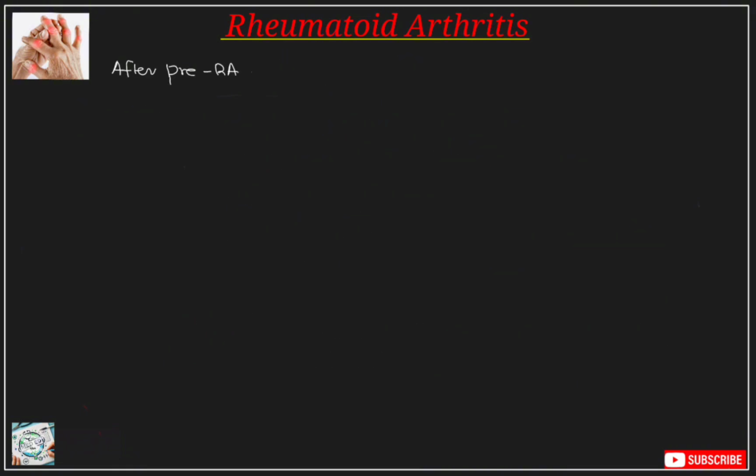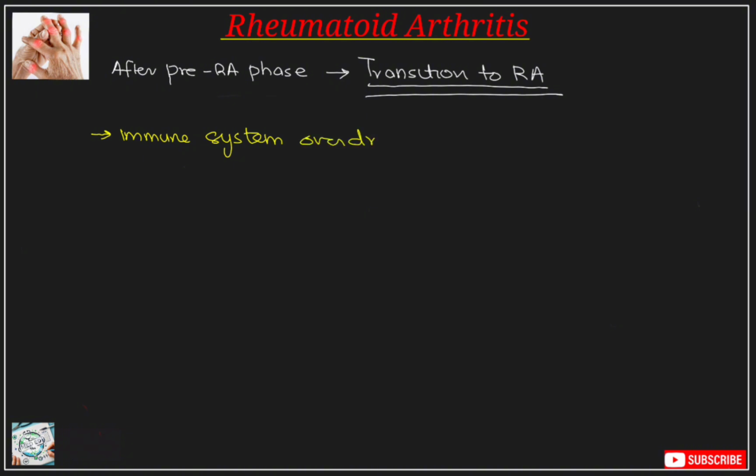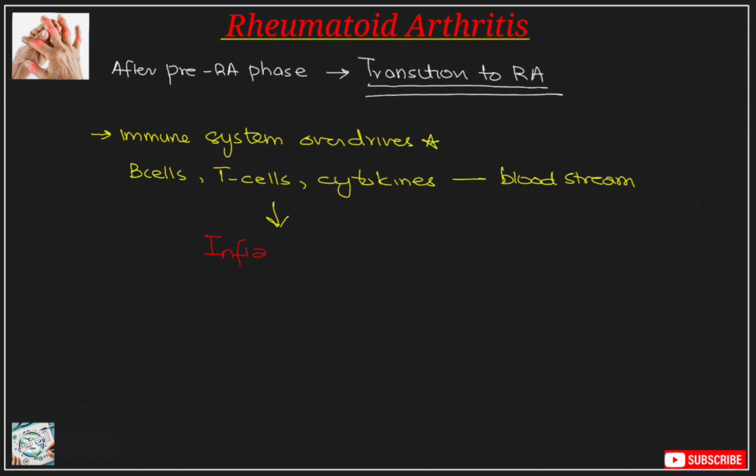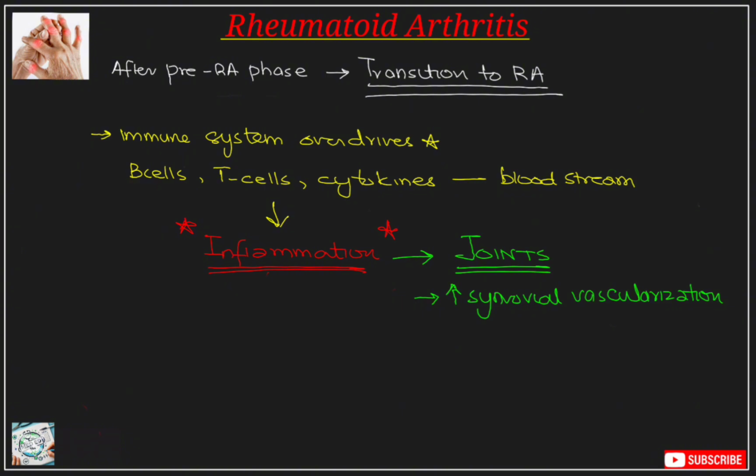After the pre-RA phase comes the transition phase, in which the fire is ignited. At this stage, the RA moves beyond autoantibody formation. The immune system goes into overdrive. The B cells, T cells, and inflammatory cytokines like TNF and interleukin 6 flood the bloodstream. Inflammation surges just before the symptoms appear. As a result, synovial revascularization increases and immune complexes begin depositing in the joints. This is the moment when RA transitions from an immune system imbalance to a full-blown joint disease.